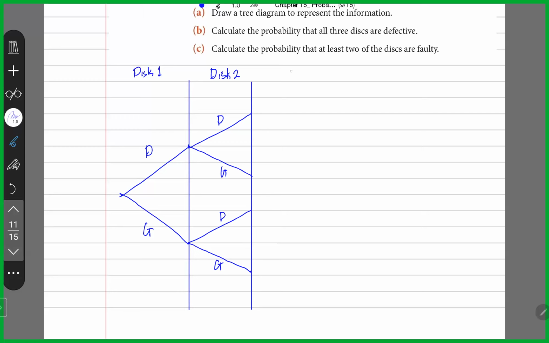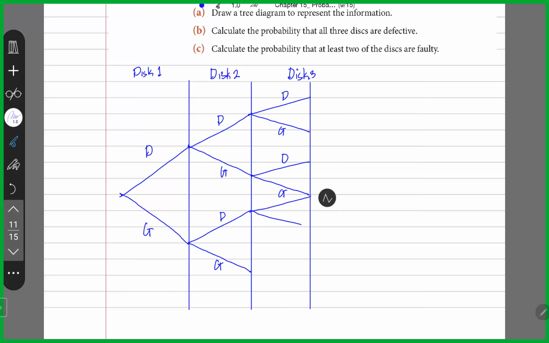Now for the third disc, disc 3, defective or good. Defective or good. Defective or good. Defective or good. All right.